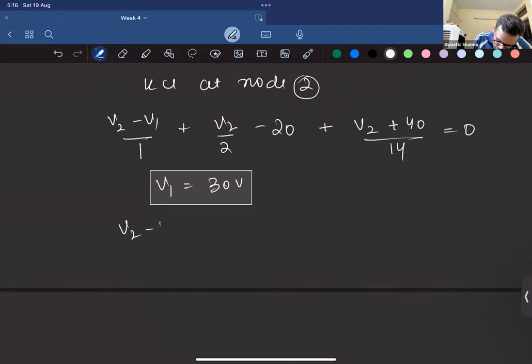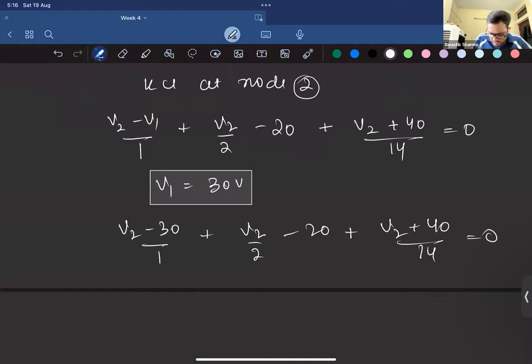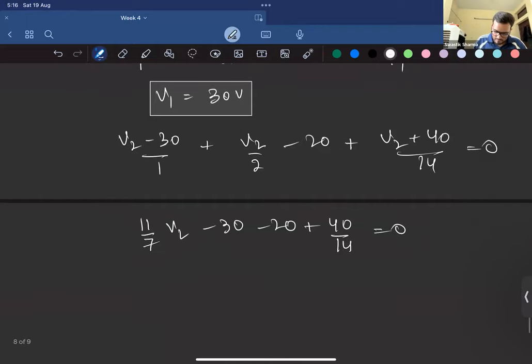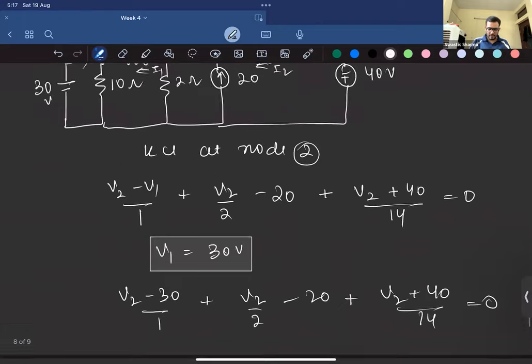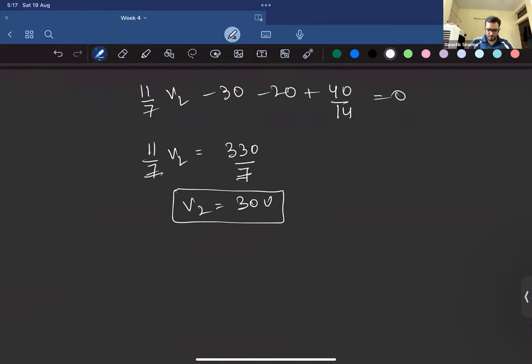Okay, so V1 is 30, right? So can we write this? Can someone quickly solve for V2 and let me know the answer? So is this correct? I got V2 as 30 volts. Is anyone getting the same?